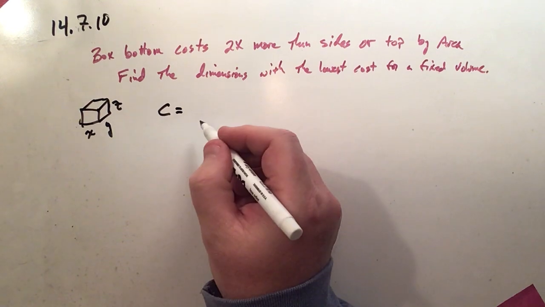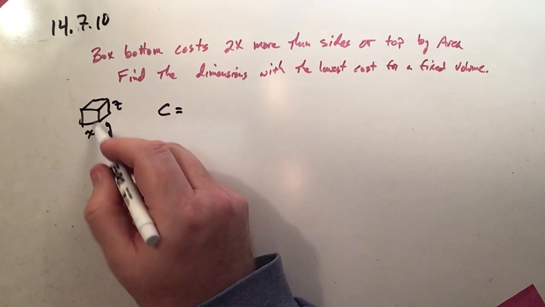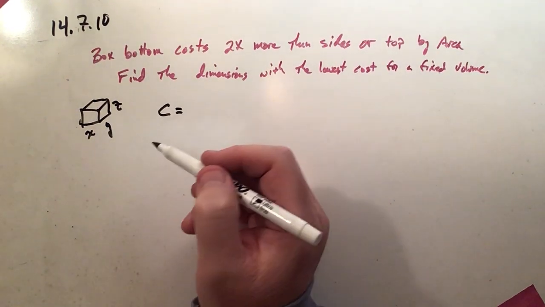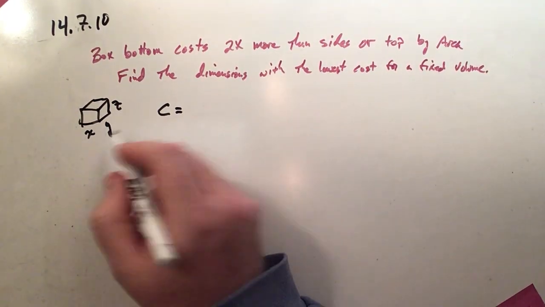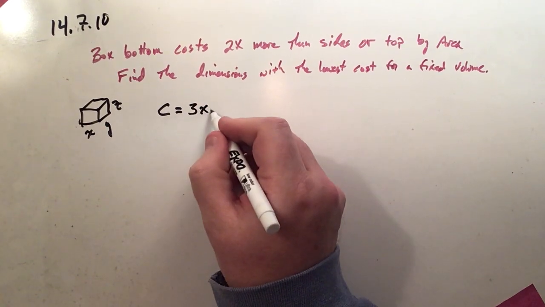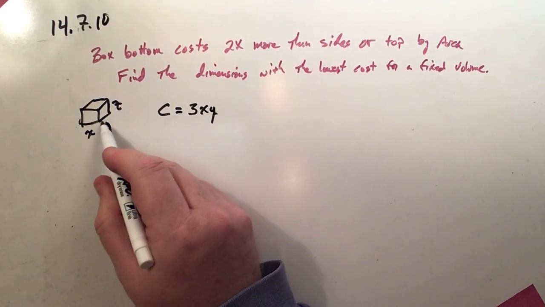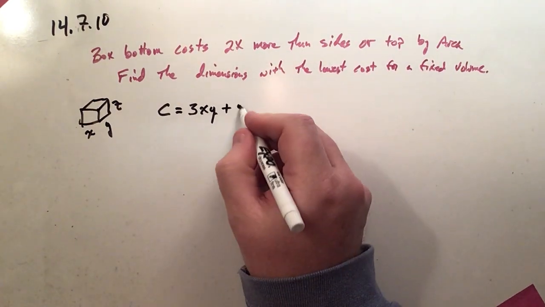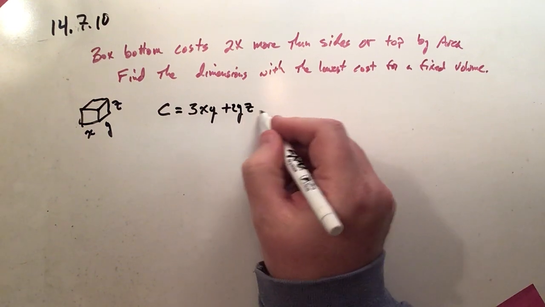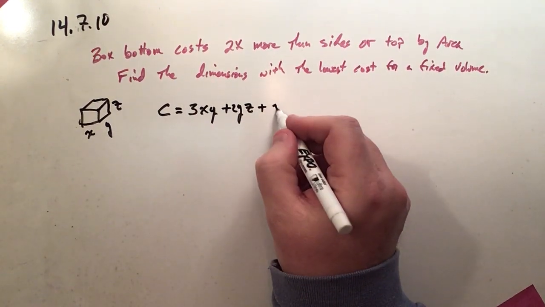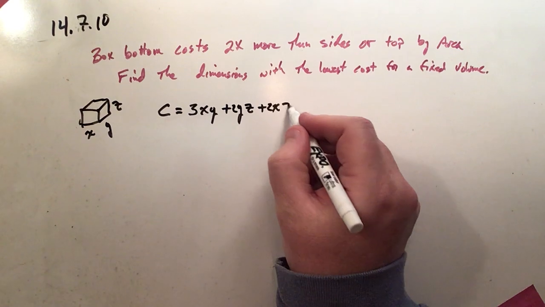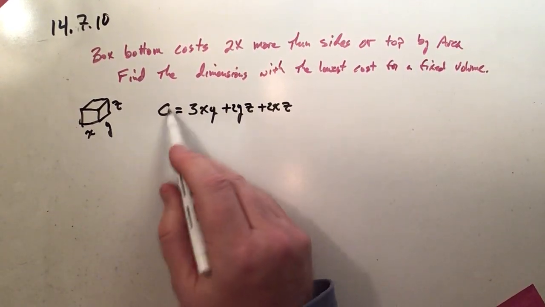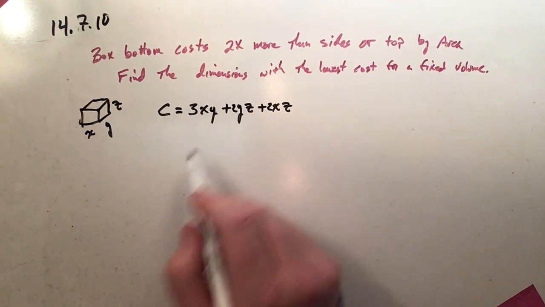The cost of it would be, again, there are two surfaces that are top and bottom, but the bottom one costs twice as much, so I'm going to count it twice as much. So XY actually gets a coefficient of 3XY because it's as if there are two bottoms and one top. And then we'll add on the two YZ sides and the two XZ sides. Okay, so that becomes our cost function, and this is the overall cost, taking into account the condition.